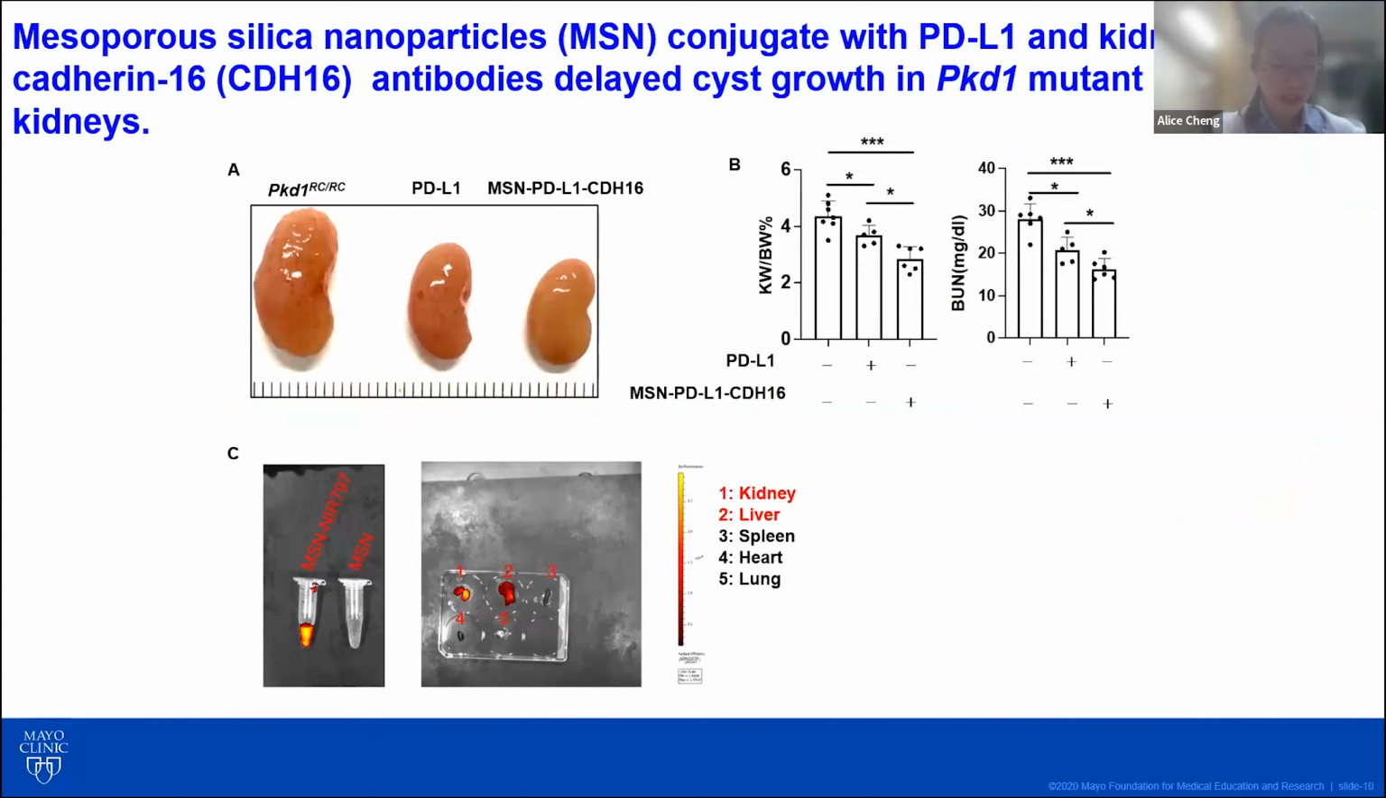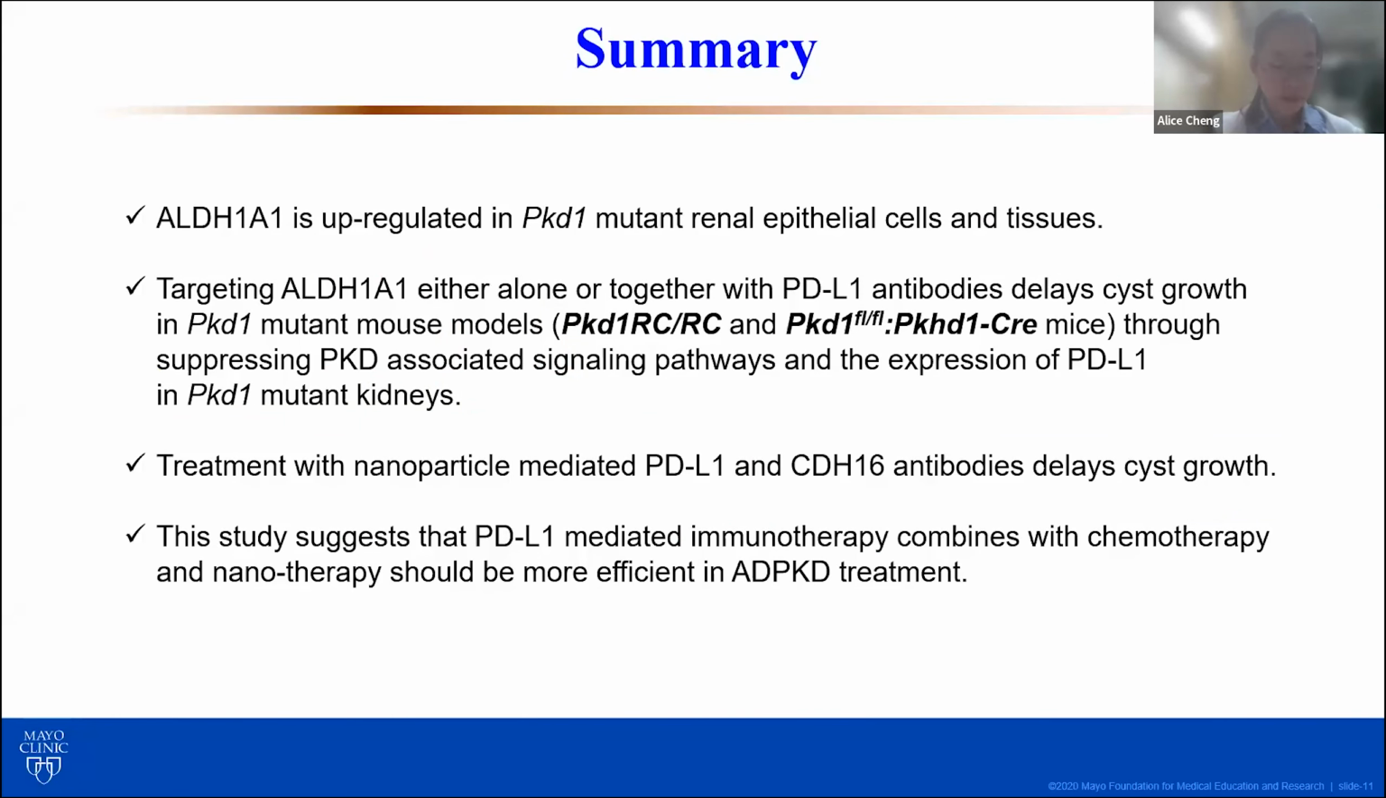In summary, the upregulation of ALDH1A1 plays an important role in ADPKD progression. Targeting ALDH1A1, either alone or together with PD-L1 antibodies, inhibited disease growth in PKD1 mutant mouse models. Treatment with nanoparticle-mediated PD-L1 and CDH16 antibodies inhibited disease growth. Our study suggests that PD-L1 mediated immunotherapy combined with chemotherapy and nanotherapy should be more efficient in ADPKD treatment.